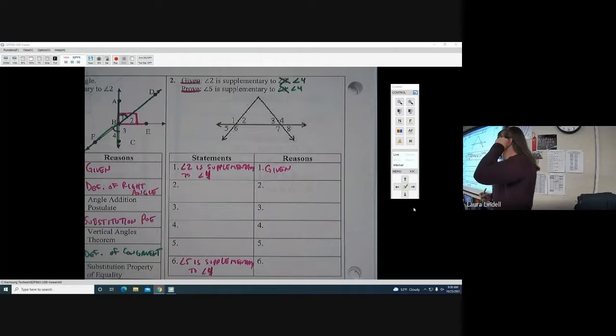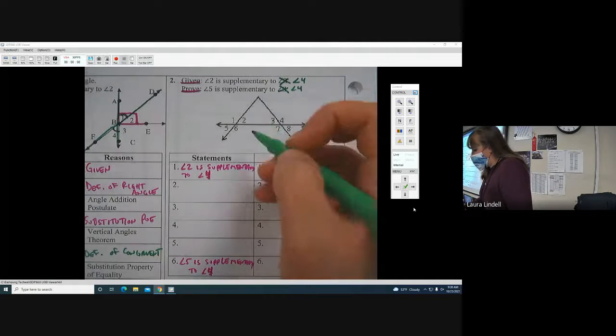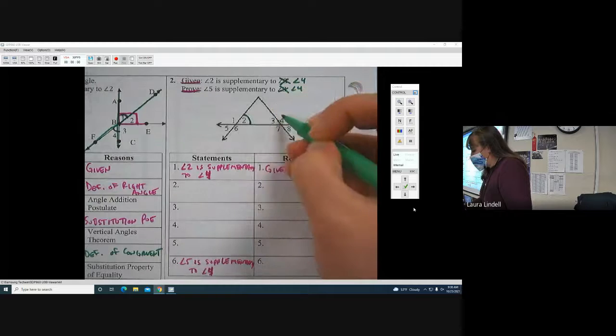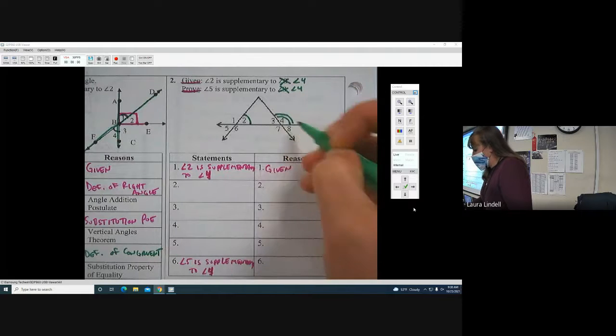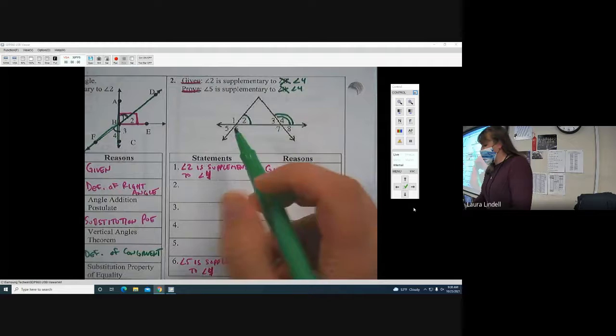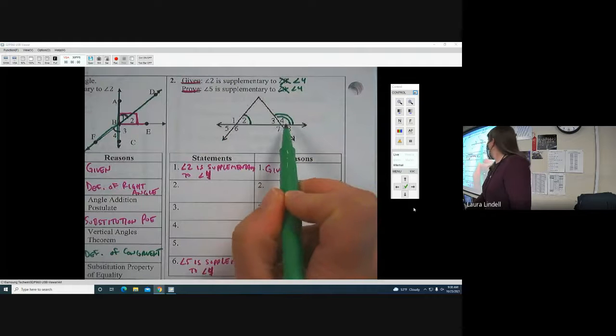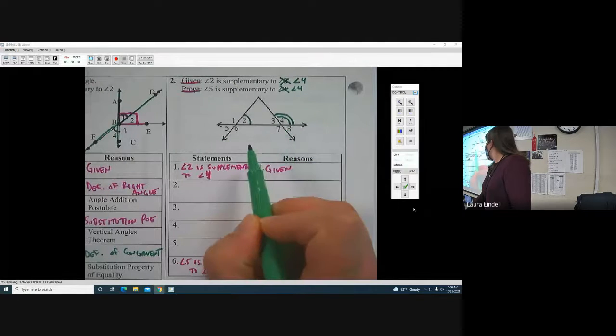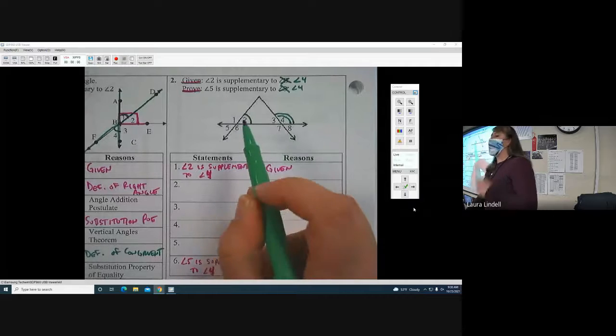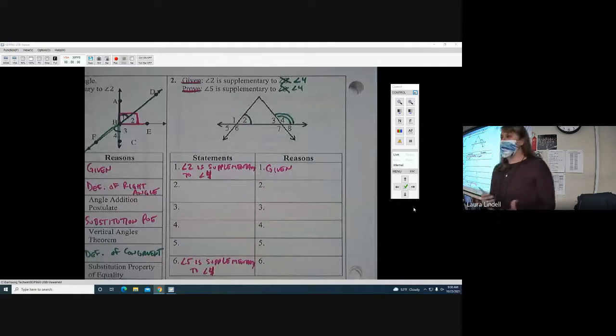Okay, so now hopefully we have filled in our first statement and reason, and then our last statement. So looking at our picture, we have angle 2 is supplementary to angle 4. And we want to be able to say that angle 5 is also supplementary to angle 4. Okay. So kind of making connections and things like that to start with.